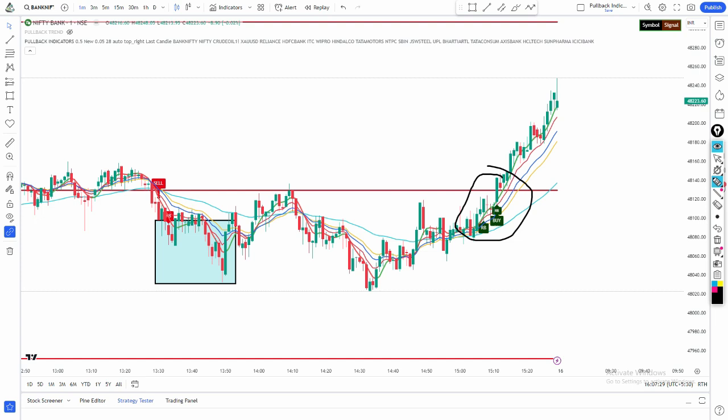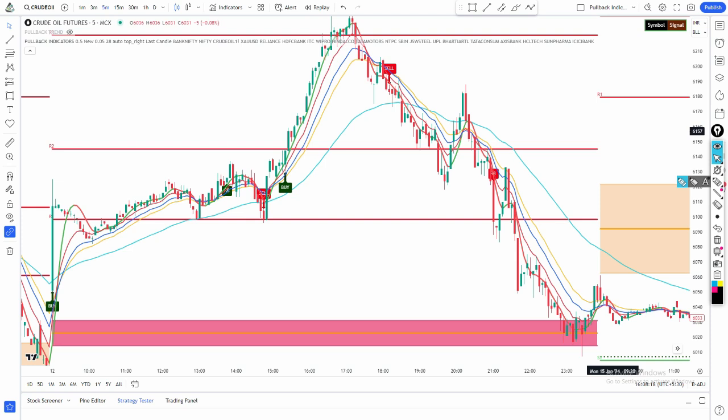Wonderful signals. After retest market went up, but this is after 2:30 p.m. Any trade which generates after 2:30 p.m. we won't be doing intraday. Now this is previous day crude oil chart. For crude oil we'll use 5-minute time frame.